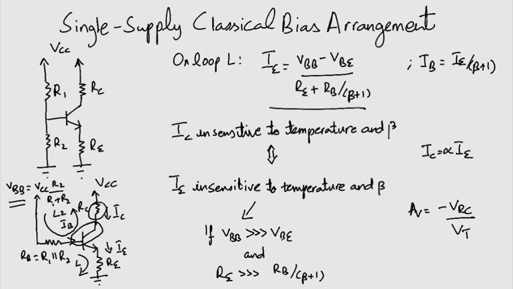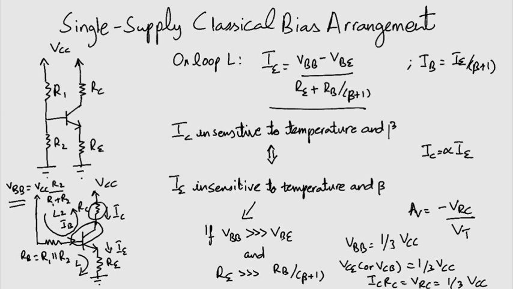Remember the formula for gain, AV equals minus VRC over VT. We also want VCB to be large to provide a large signal swing in the negative direction as well, that is towards saturation. So, we need to come to a compromise. As a rule of thumb, one designs for VBB equals 1/3 VCC, VCB or VCE also 1/3 VCC, and VRC, that is IC multiplied by RC, also equals 1/3 VCC. This is unless specified otherwise.